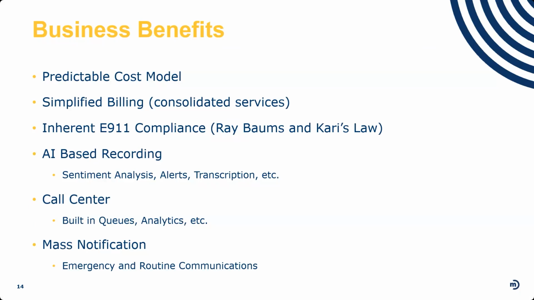Inherent E911. So a few years ago, Ray Baum's Act and Kari's Law came into effect. There's a couple things around those, but like Ray Baum's, for instance, that's really if you dial 911, it has to show a dispatchable location to the 911 operator. And what that means essentially is, if you have a user that's working either in the office or at home, or maybe they go back and forth between those 2 locations, it has to show the right address depending on where they are that day or at that time. So the solution does support, inherently, Ray Baum's Act and dynamically updating the enhanced 911 location.